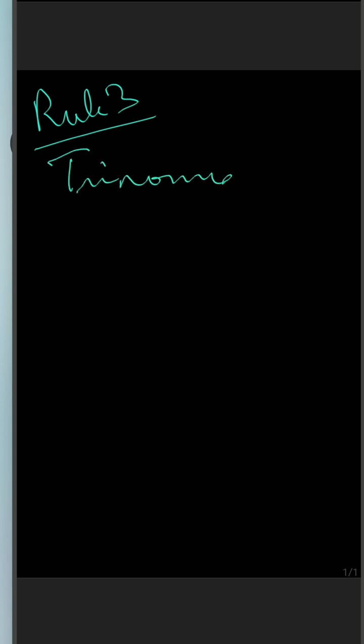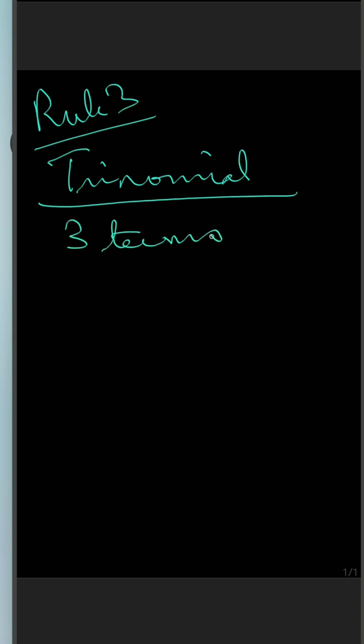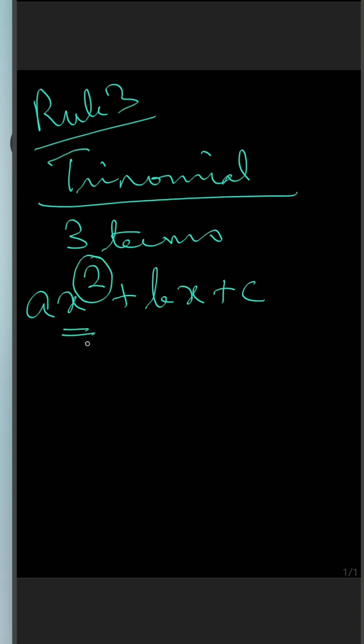Now the third rule is the rule of trinomial equations. Trinomial, as the name suggests, has three terms, and these three terms are of the form ax square plus bx plus c. Here the highest power of the unknown variable would be 2.